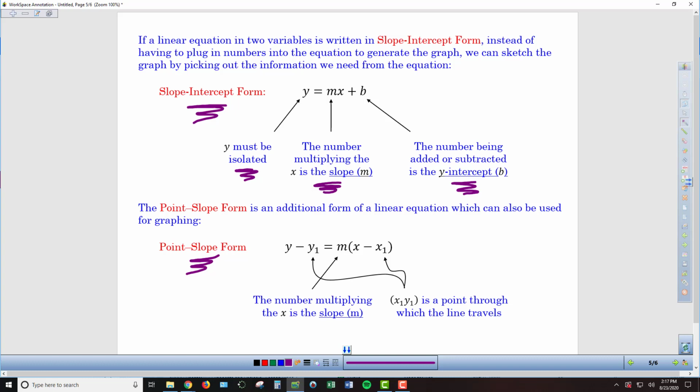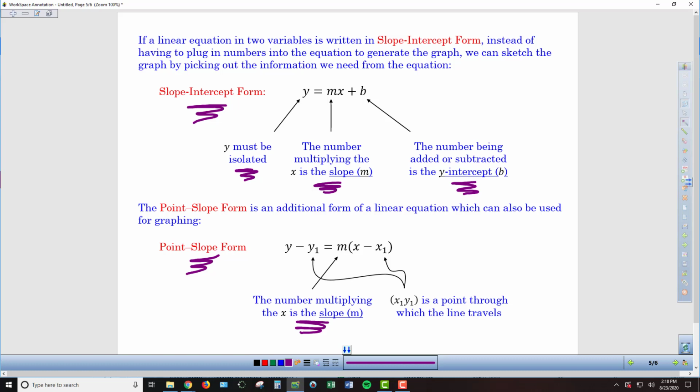The other form is point-slope form. So here, in principle, it's the same idea, where we have some information about the slope. So we can see here that the m is going to be the number that's multiplying information involving x. And then we've got a point that could be anywhere along the line. So instead of being the y-intercept, the place where the graph crosses through the y-axis, this point could be anywhere along the length of the line.